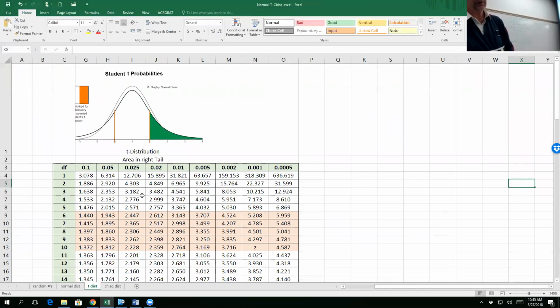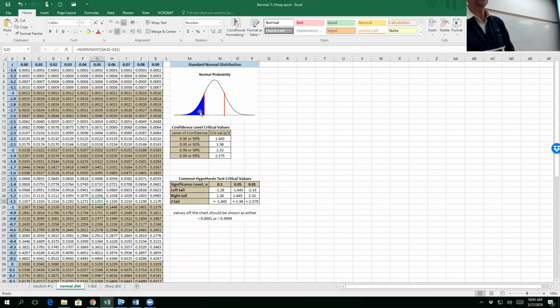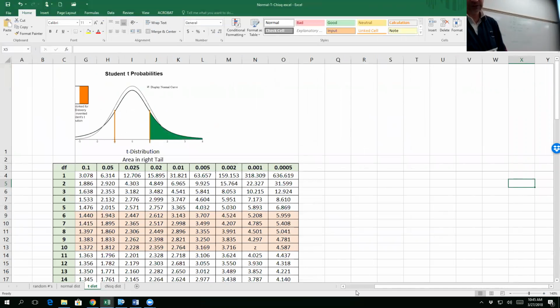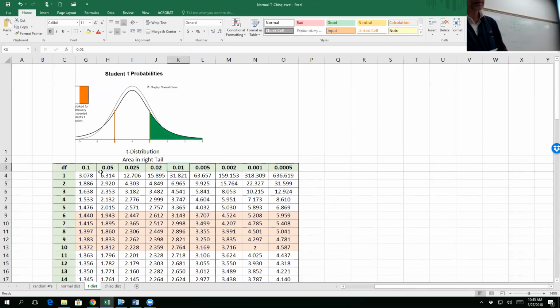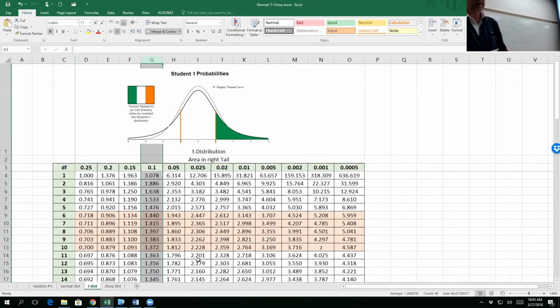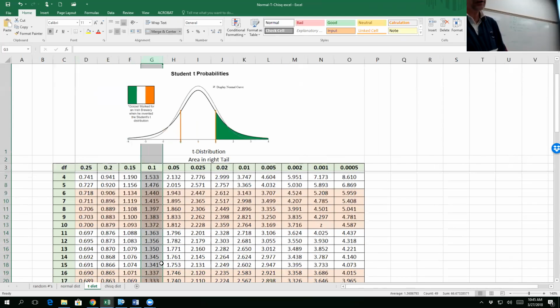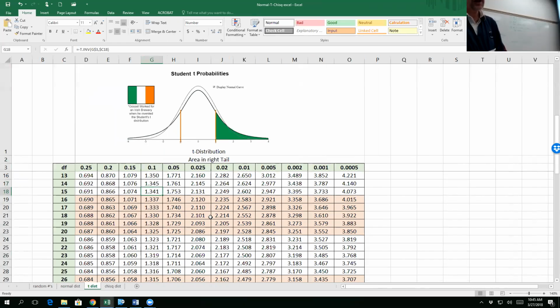It gives you the area to the right. The normal distribution gives you the area to the left. Okay, so these charts are kind of backwards. Now once again, the t-distribution is going to be symmetric just like the normal distribution. So as you're looking here, I want 10% to the right. So I'm going to be looking in this fourth column here, and I want 15 degrees of freedom. Okay, so that value there is 1.341.